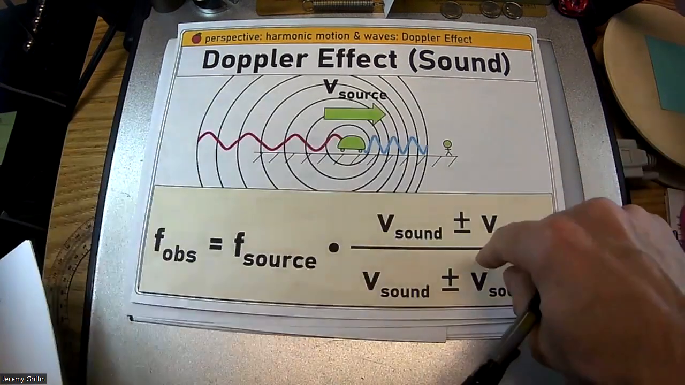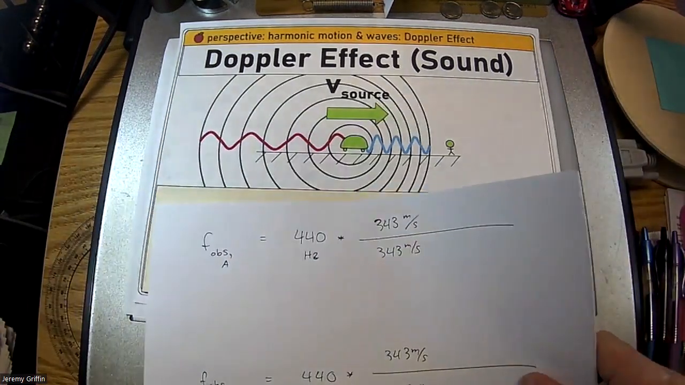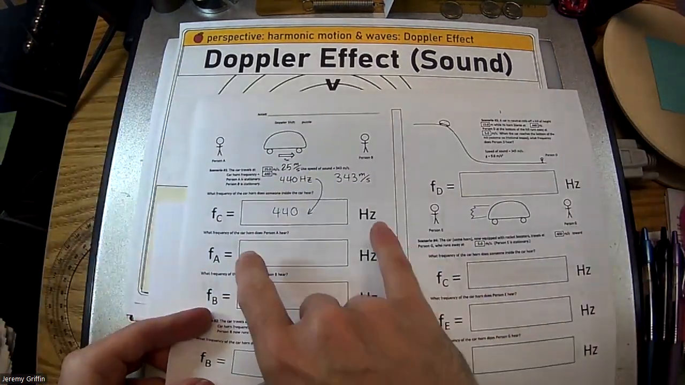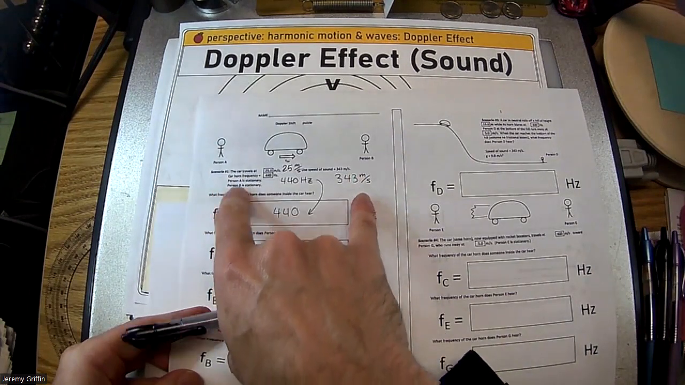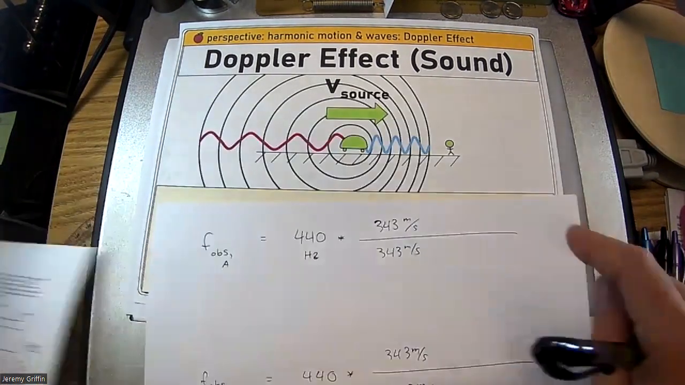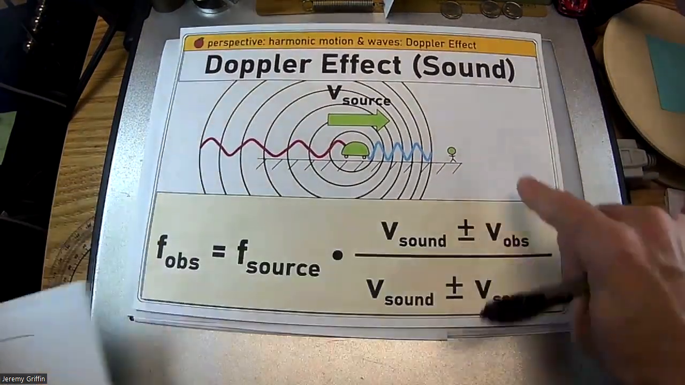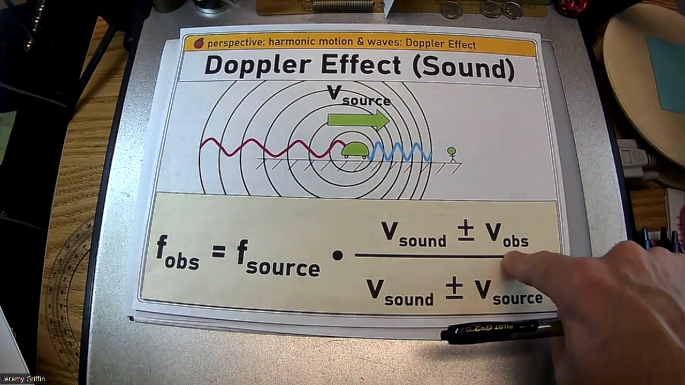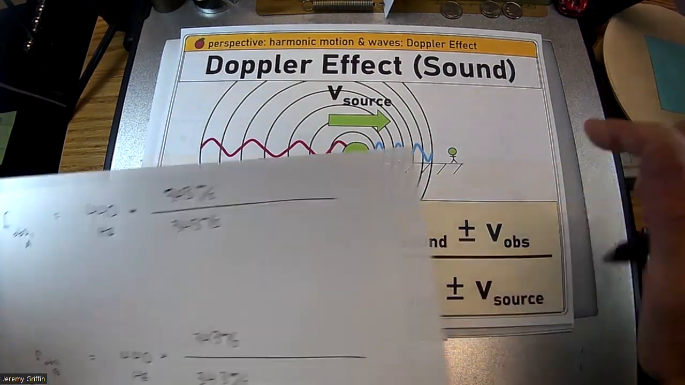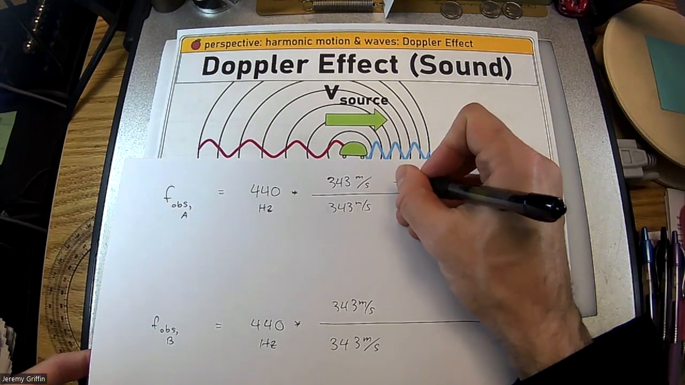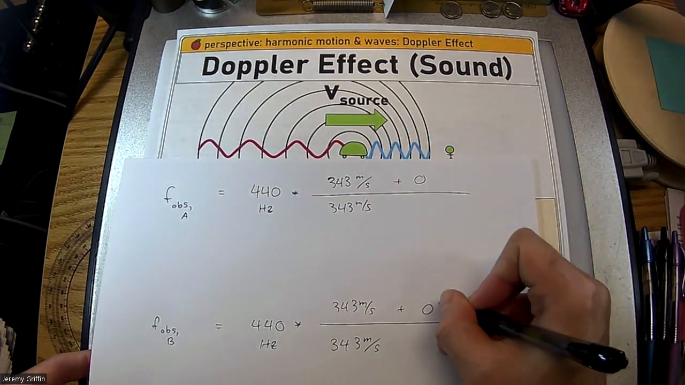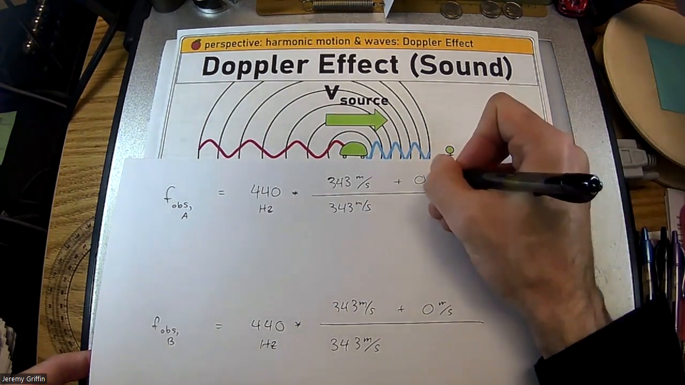Now these two guys, it says they're just standing there at rest. They're stationary. So isn't it true if they're stationary, the speed of the observer would be what number? 0. So you can say plus or minus 0, whatever there.